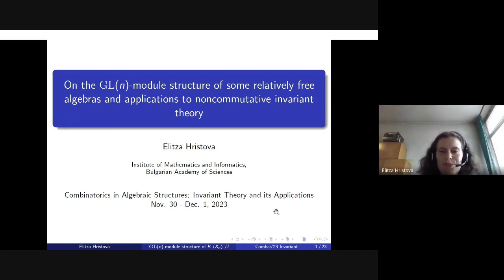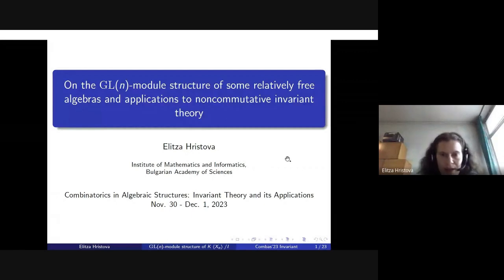I would like first to thank the organizers for the invitation to give a talk on this nice workshop. As the title suggests, I will talk about some classes of relatively free algebras, how to compute some information about their GLN module structure, and then how to use this in non-commutative invariant theory to compute some degree bounds of generators. So basically that's it.